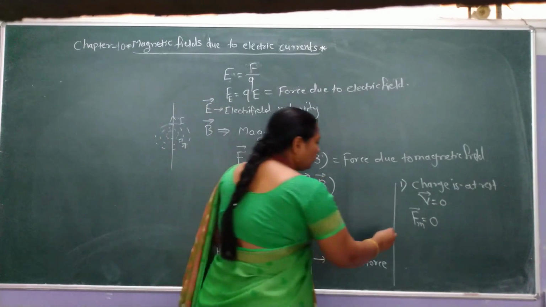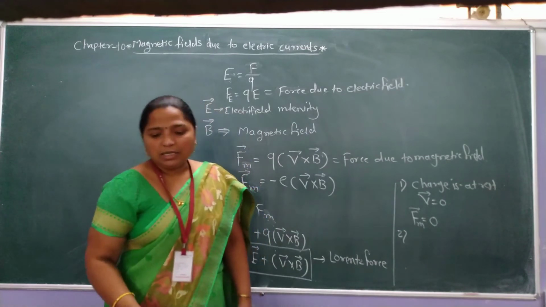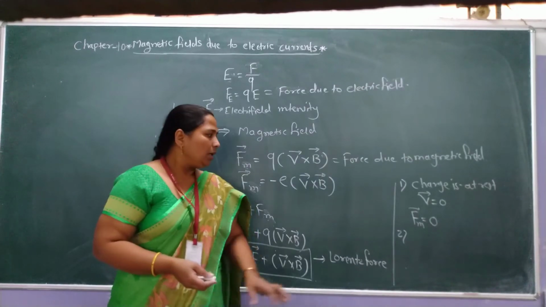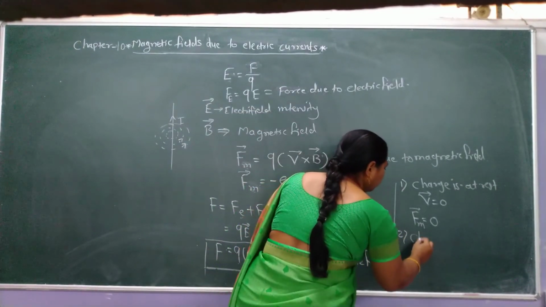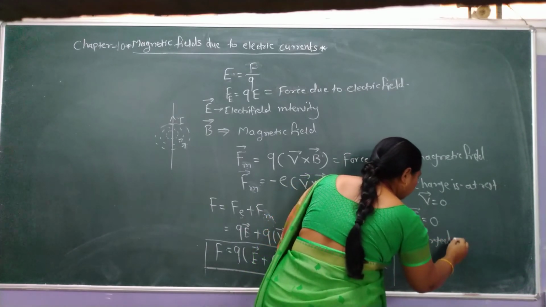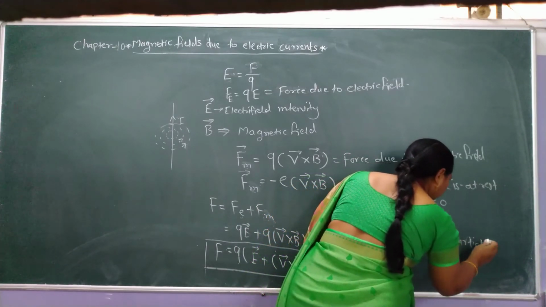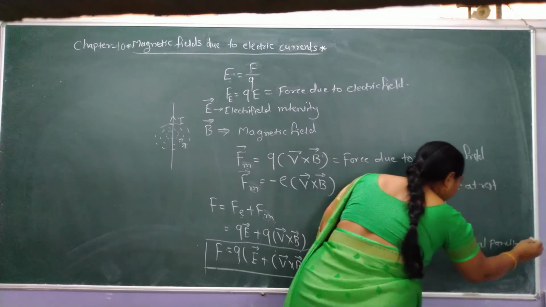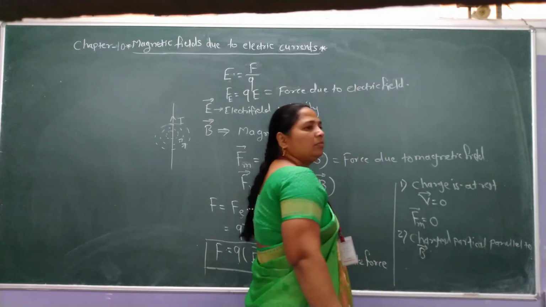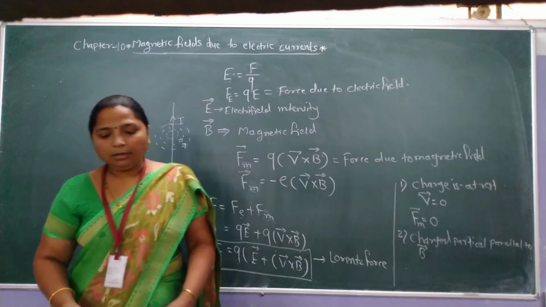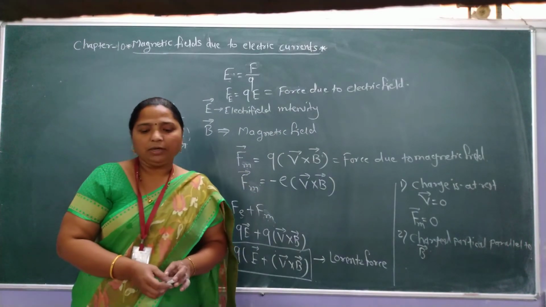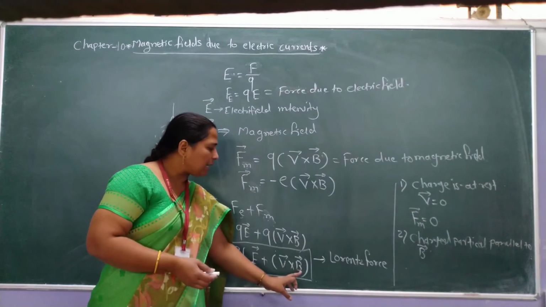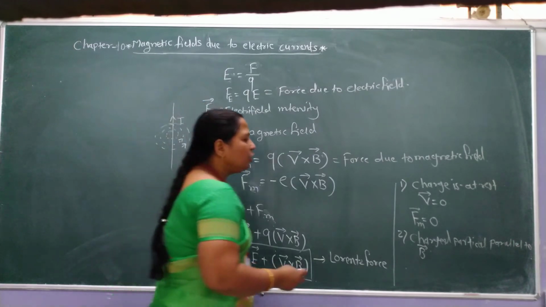Second condition: if the charge particle is parallel to the magnetic field, that is, parallel to the B vector, then the magnetic force depends on the two vectors. If two vectors are parallel to each other, their cross product is 0.